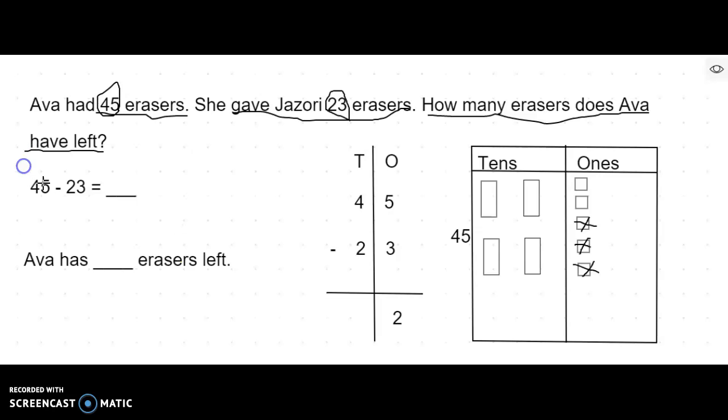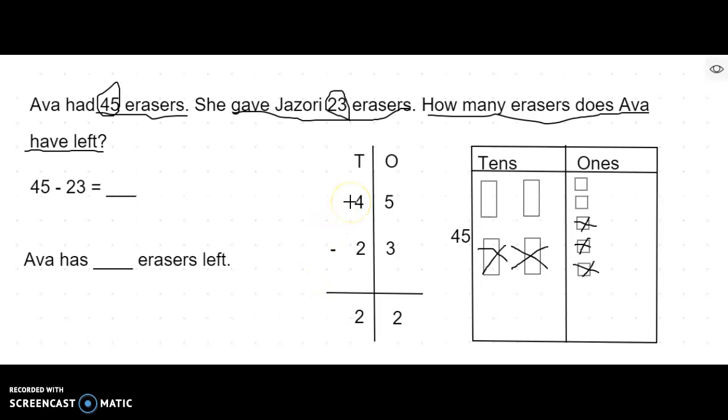Good job. Now let's look at our tens place. I have 4 tens. I'm taking away 2. So I'm going to go over here and cross out 2 tens. Ready? 1, 2. So I've crossed out 2 tens. How many tens am I left with? Yeah, I'm left with 2 tens. 4 take away 2 is 2. 4 and you cross out 2, you're left with 2.